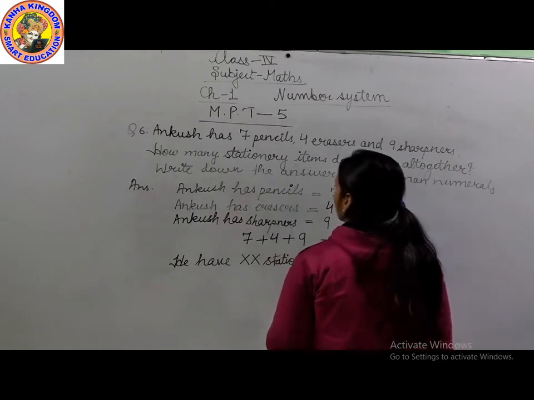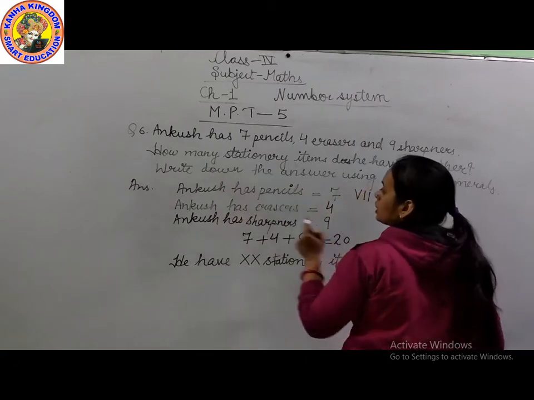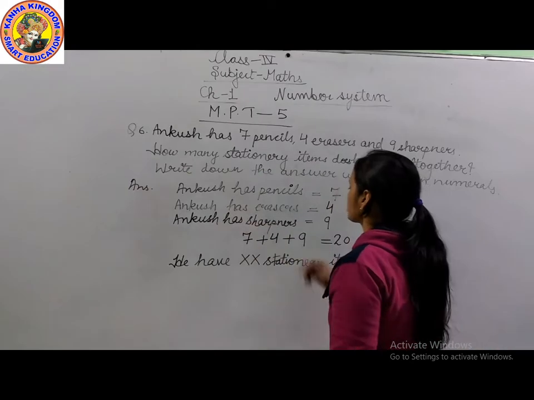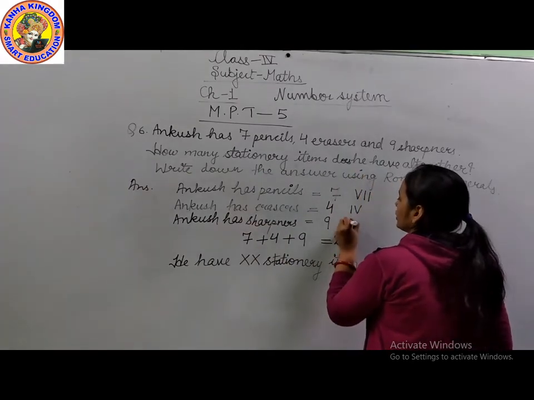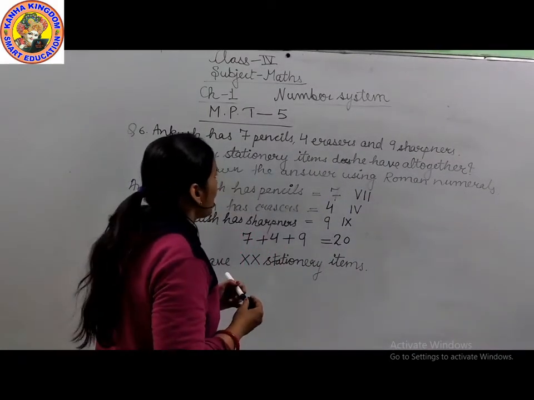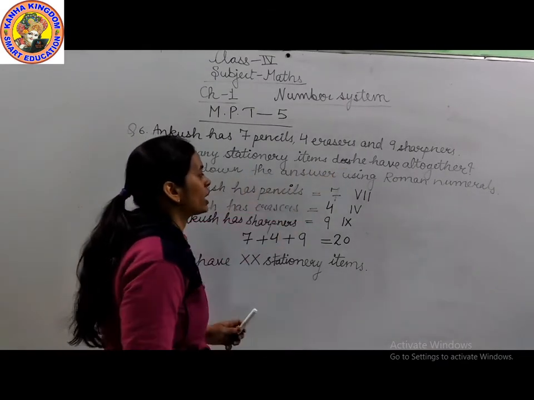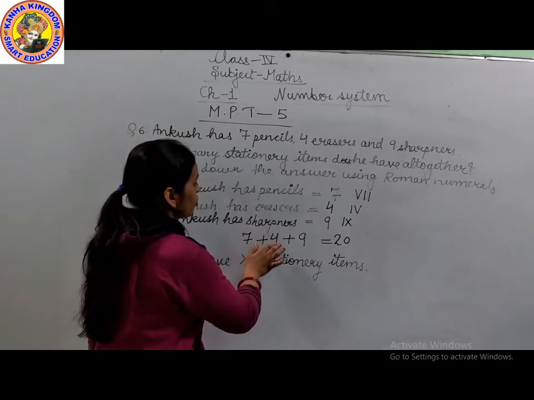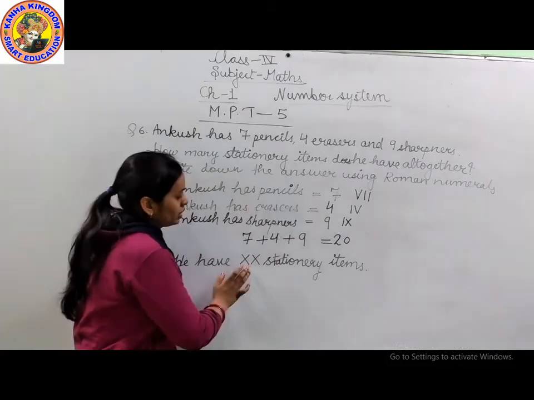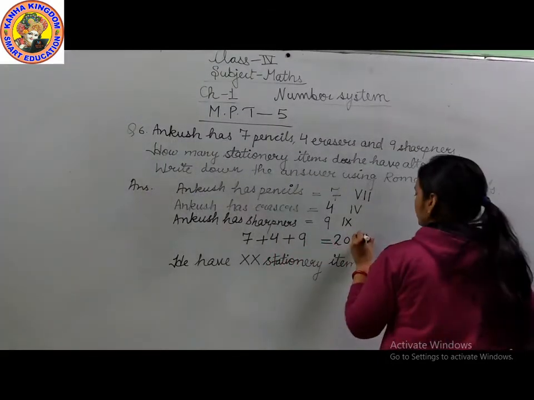Okay, Ankush has pencils 7. Ankush has sharpener 9. Okay. So how many stationary items does he have altogether? So 7 plus 4 plus 9 equals to 20. So he has 20 stationary items. Okay.